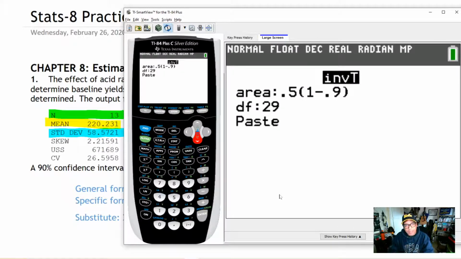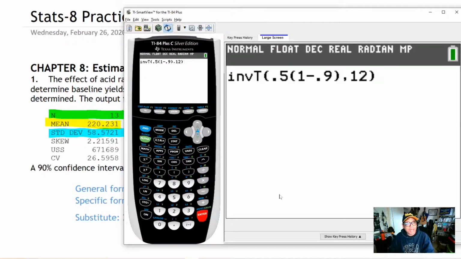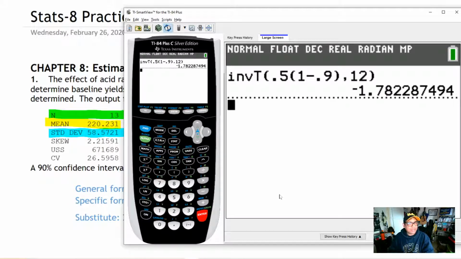Degree of freedom is 1 less than the sample size, and since the sample size was 13, our degree of freedom is 12. Let's paste that and push enter. We're going to get a t star of 1.782.